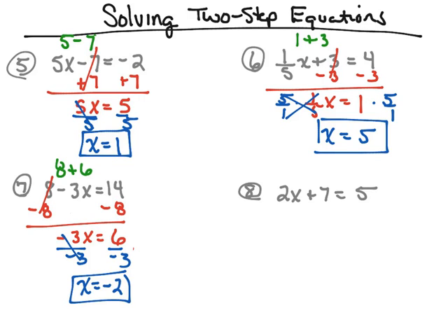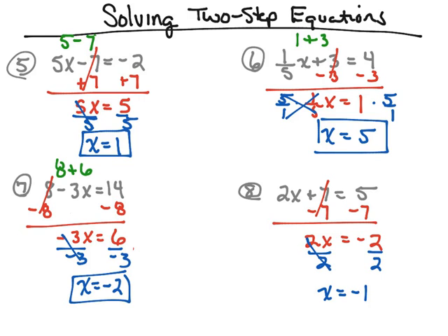And the last one, 2x plus 7 is equal to 5. We're going to start by subtracting 7. So if I subtract 5 minus 7 would be a negative 2. Now I'm going to divide by 2. That's the opposite of multiplying by 2. And a negative 2 divided by a positive 2 results in a negative 1. Therefore, my solution is negative 1.